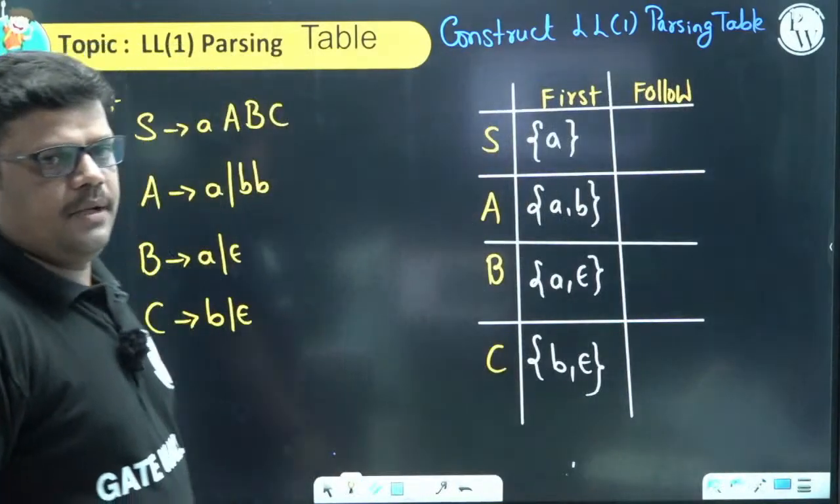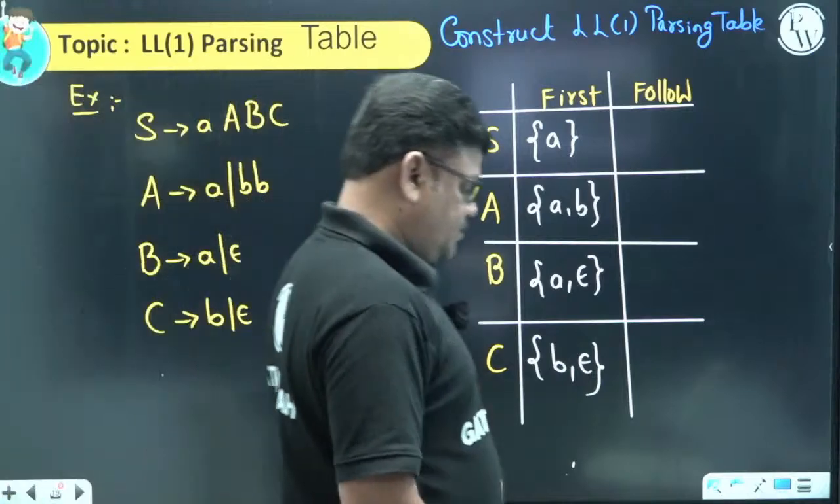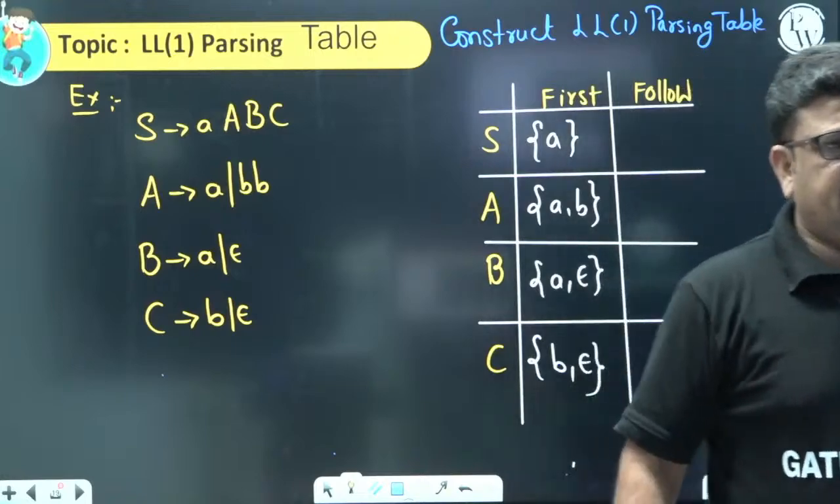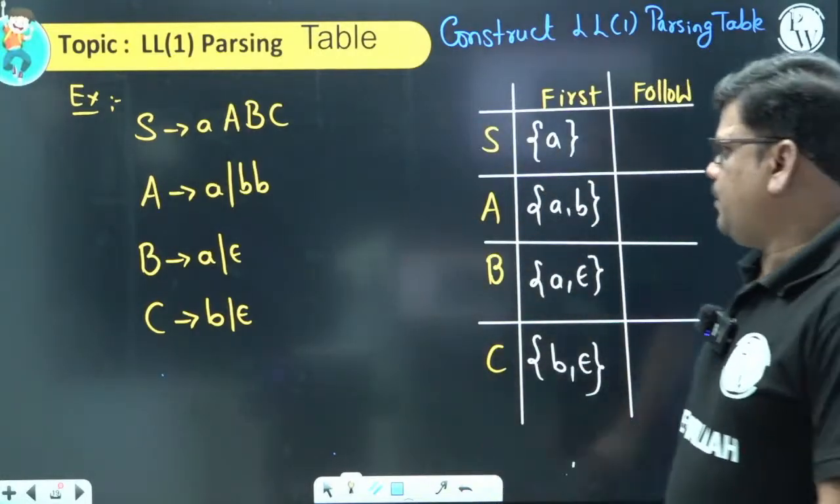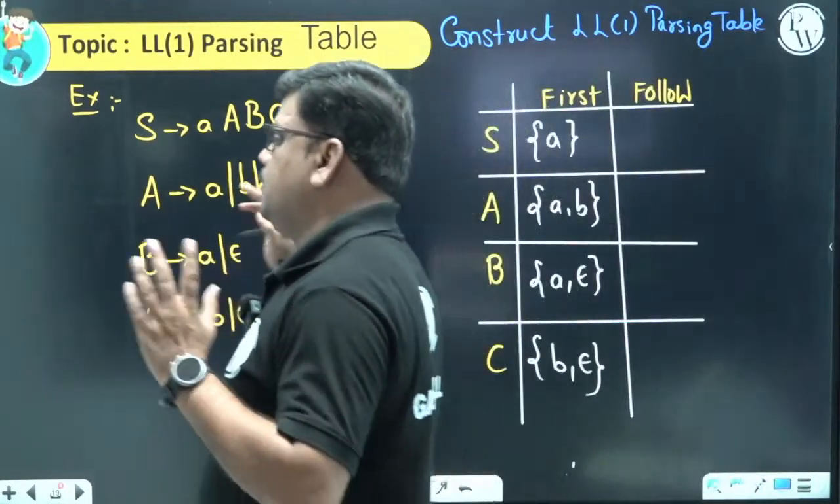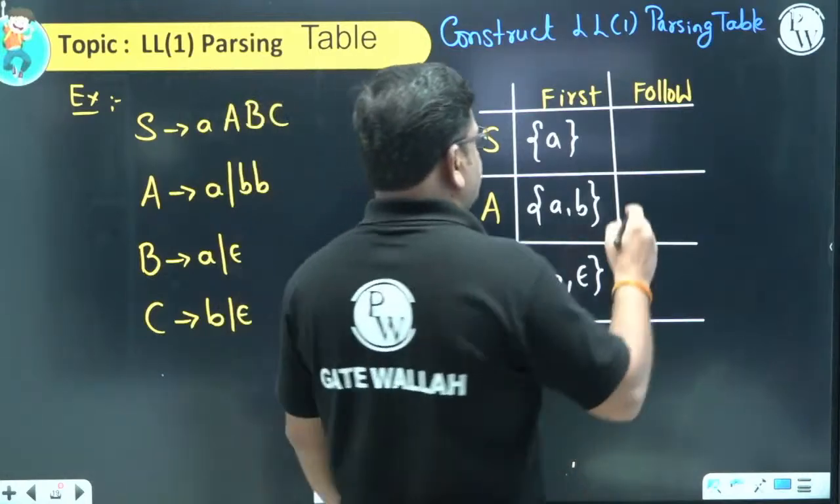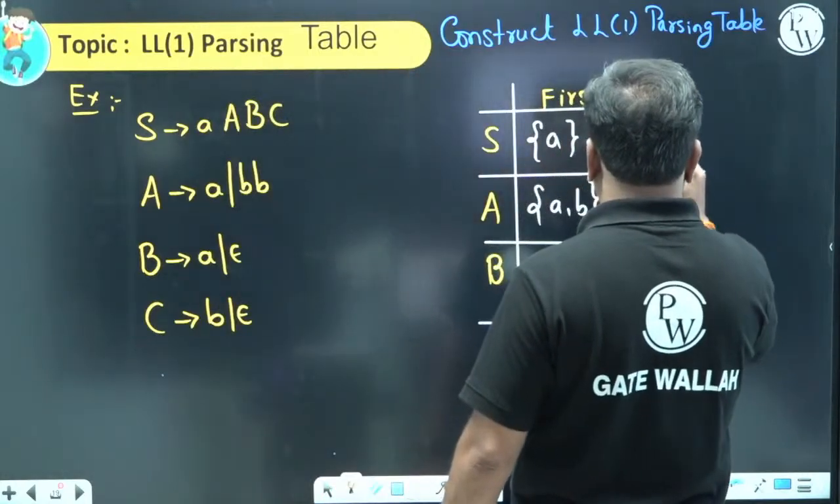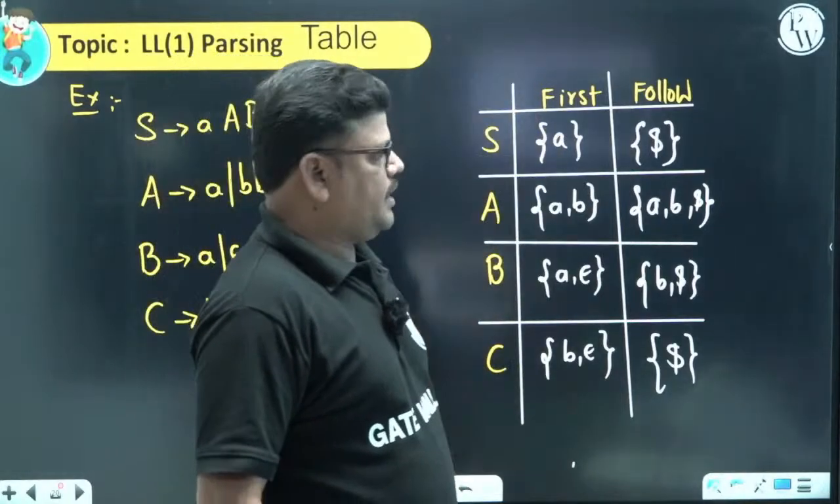And follow. Similarly, compute the follow of everything. First follow is a known thing. I need not repeat this once again. That's why I'm not repeating how to compute the first and follows of these things. Now follow: follow of the starting symbol is dollar. Like this. Follow of the remaining things, if you compute, we are getting these values.